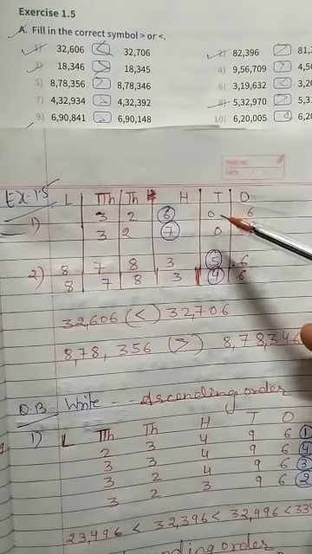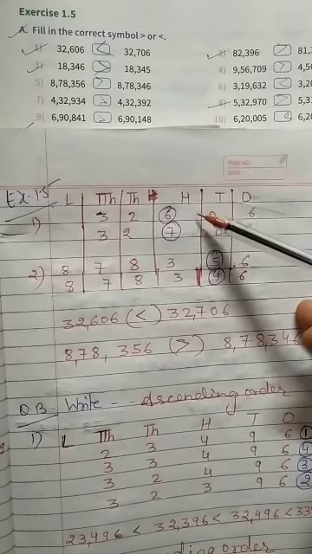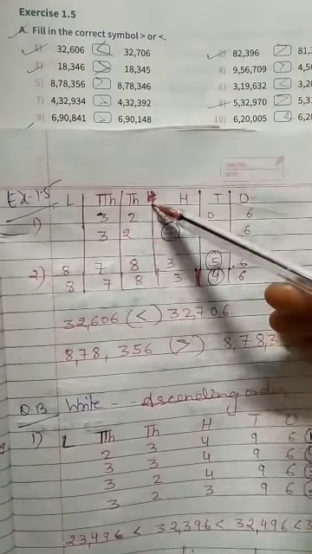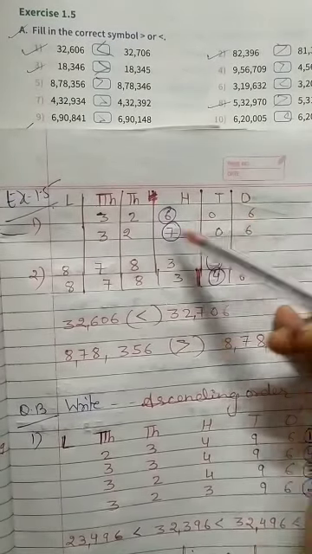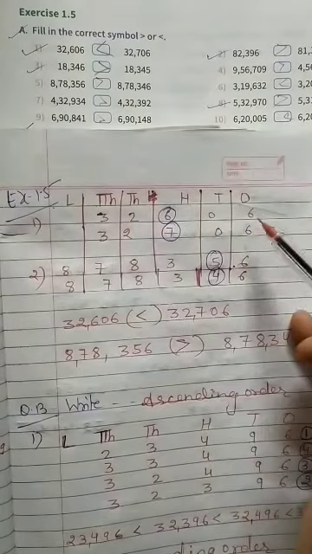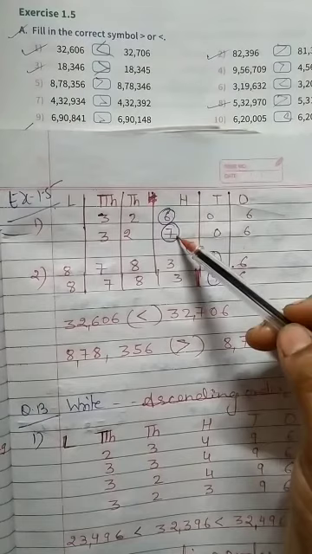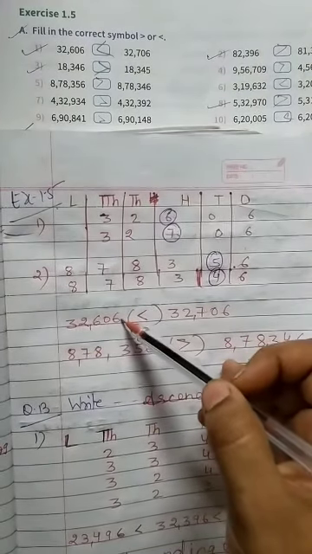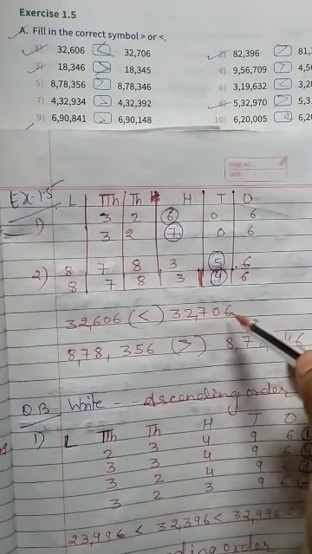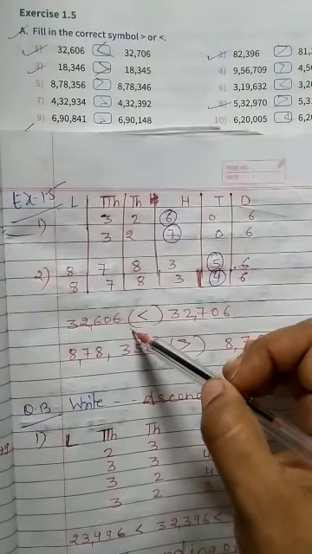If we compare the two numbers according to their place value, look here, all place values are the same except the hundreds. Here is 6 and here is 7. So 7 is greater than 6. It means 32606 is less than 32706. 32706 is greater than 32606.